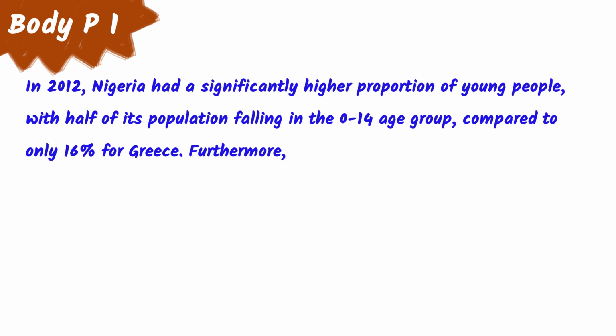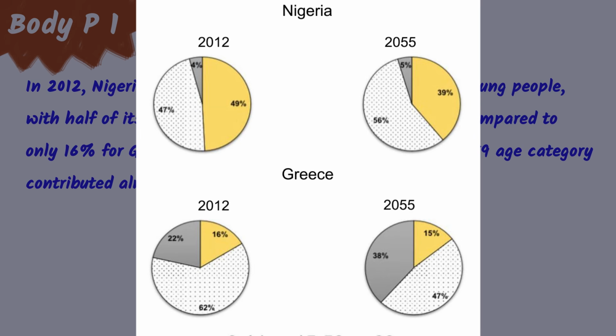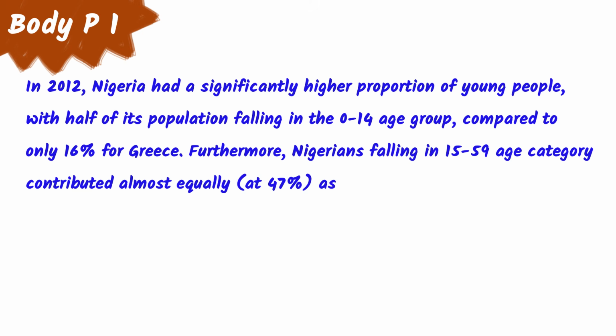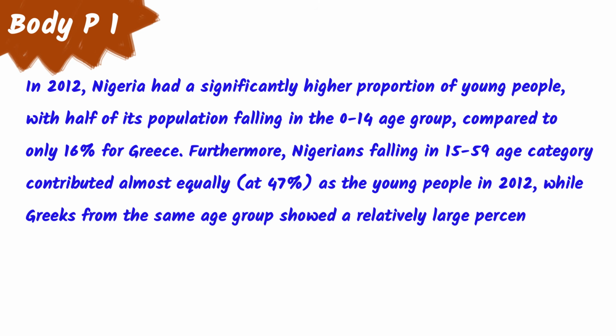Furthermore, don't forget to write connectives here, right? Connecting words. Furthermore, Nigerians falling in the 15 to 59 age category contributed almost equally. As you can see, it's 47%. I can write it here in the parenthesis. At 47% as the young people in 2012, while Greeks from the same age group showed a relatively large percentage at 62%. Now it's time to write about elderly people.